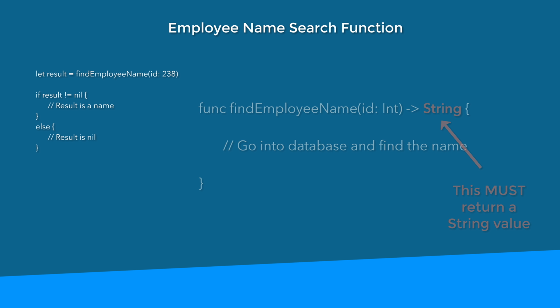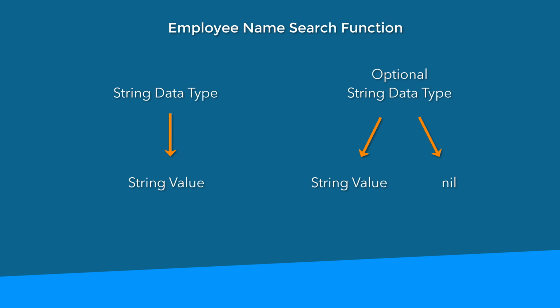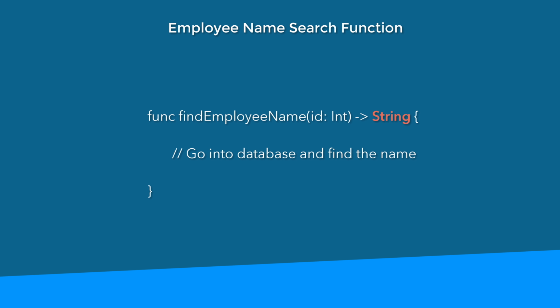Making the string type an optional string type can help us with this exact scenario. A regular string type must contain a string value. However, an optional string type may contain a string value or it may contain nil. This is perfect for the employee name search function we're writing. Looking back at our search function, instead of returning a string data type, let's see how we can return an optional string data type. All you need to do is add a question mark to the data type like this. It's almost like a question asking if this contains a string value or nil.